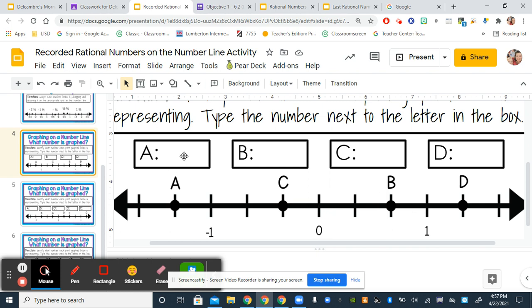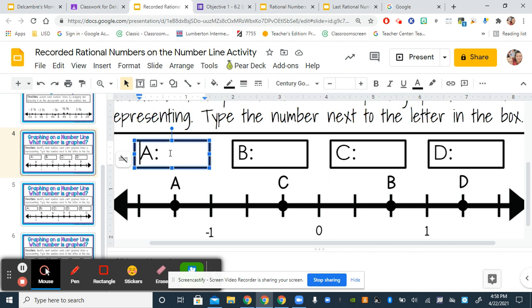All right? So if I look at letter A, I'm at -1. I'm past -1. So this would be -1 and 1/3. So that's -1 and 1/3. All right, letter B. Well, it's between 0 and 1, and it's on the second tick mark, which would be 2/3. So B would be 2/3.